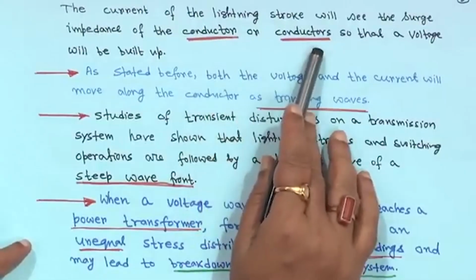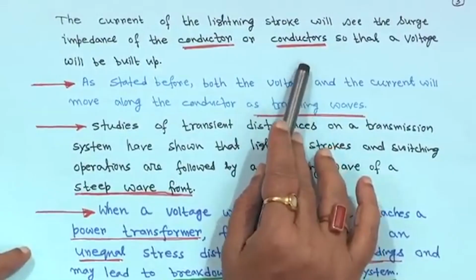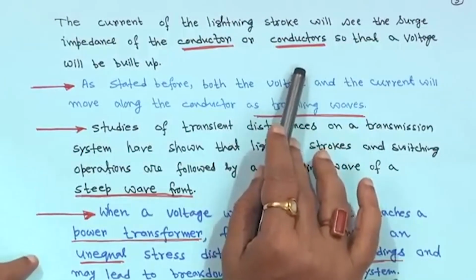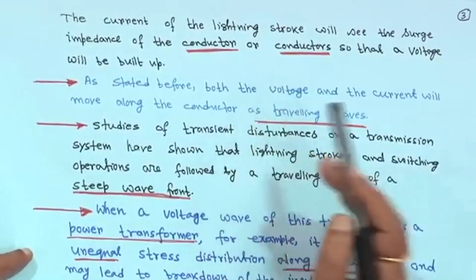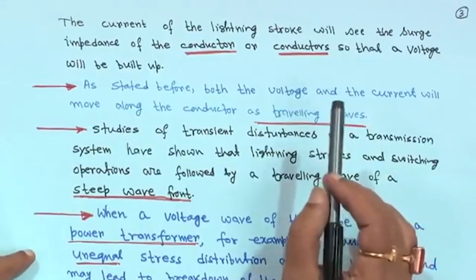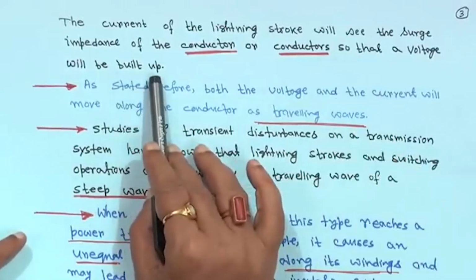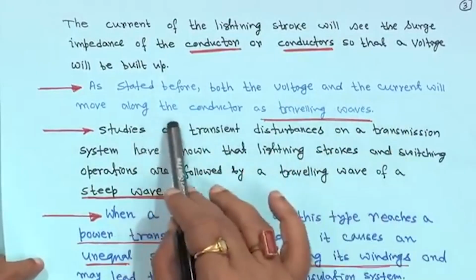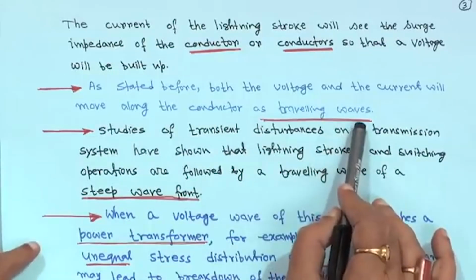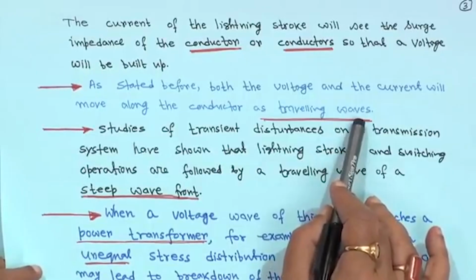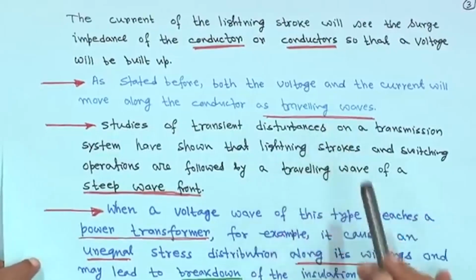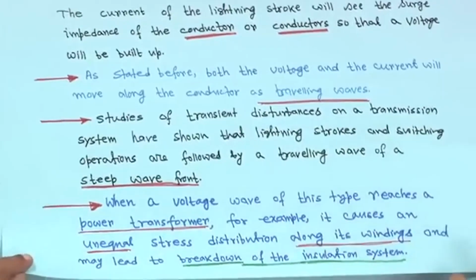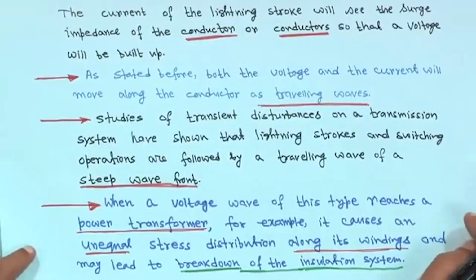Now, the current of the lightning stroke will see the surge impedance of the conductor or conductors. If you have more than one conductor in any phase, or the 3 phases with a single conductor each, then a voltage will be built up, right. As stated before, both the voltage and the current will move along the conductor as travelling waves. If such strokes happen, both the voltage and the current will move along the conductor as a travelling wave. Later we will see that it happens in microseconds, right.